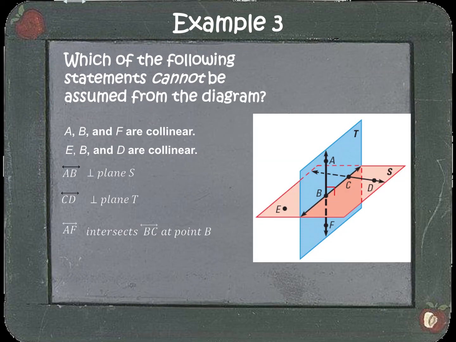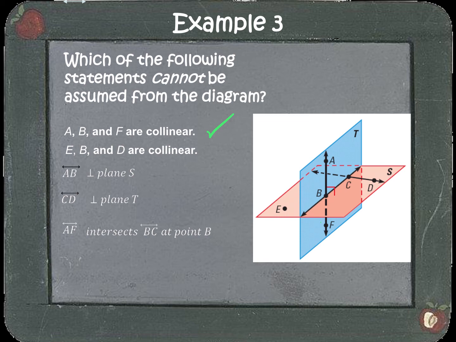This one wants us to figure out which one of these statements cannot be assumed from the diagram. So let's go ahead and take a look. Can we assume that A, B, and F are collinear? Let's see where they are. And yes, we can. Here's A, B, and F, and they're all connected by this line. So this one's good. Yes, we can assume that.